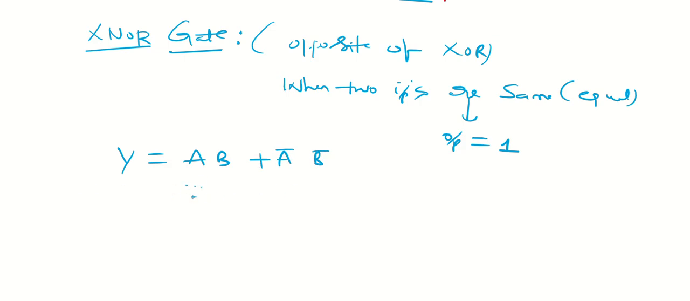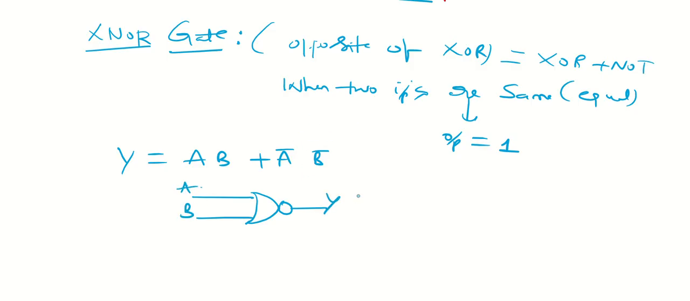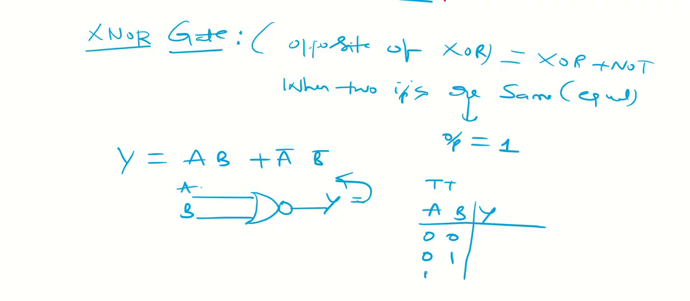Let's draw that symbol. It is the exact opposite of the exclusive OR, so just attach a bubble. It is the same as an XOR plus NOT gate, with input A and output Y equal to the same expression. So take the truth table. It has two inputs A, B and output Y. I'm taking 0 0, 0 1, 1 0, 1 1.